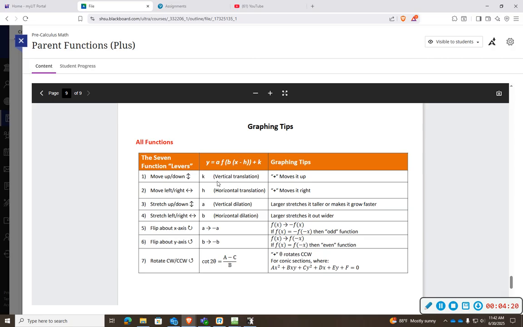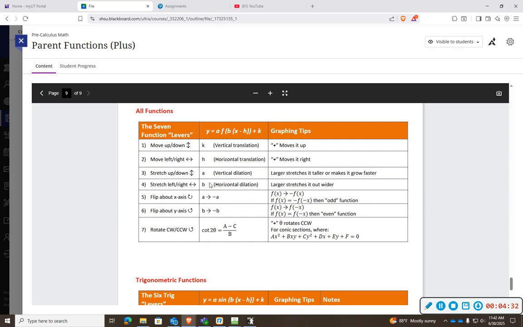If you have your a value, which is out front, your multiple, that is going to stretch it, vertical stretch or compression. We just say dilation, vertical dilation. And then you also have the b, which is also a factor on the x, in that grouping symbol. That is going to do a horizontal dilation, horizontal stretch or compression. Then if the a is negative, it's going to flip it across the x-axis.